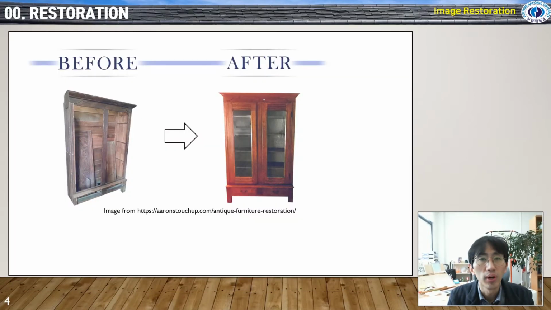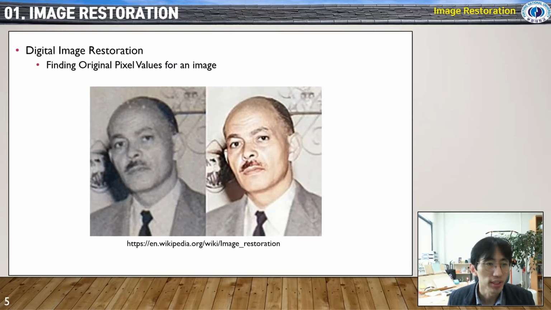Then what is restoration? You see that something changes. See that there is an old closet, almost broken, I can say, and after restoration it can be like this. This is the restoration. Then what is image restoration? Image restoration is finding original pixel values for an image, right?